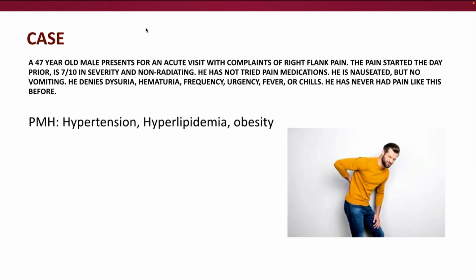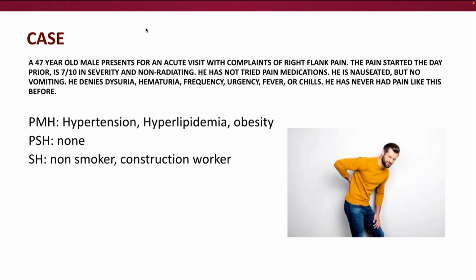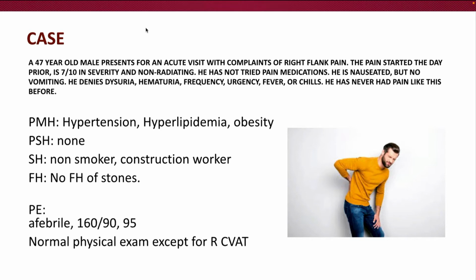Past medical history shows he has hypertension, hyperlipidemia, and obesity. Past surgical history, none. Social history, he's a non-smoker, construction worker. Family history, no family history of stones. Physical exam shows that he has no fever, slightly elevated blood pressure, and slightly elevated heart rate. Normal physical exam except for the pain.